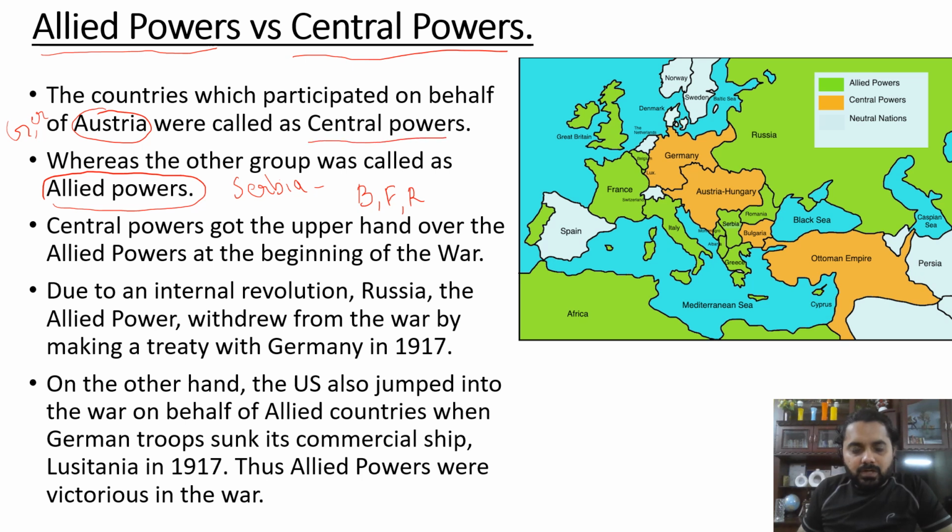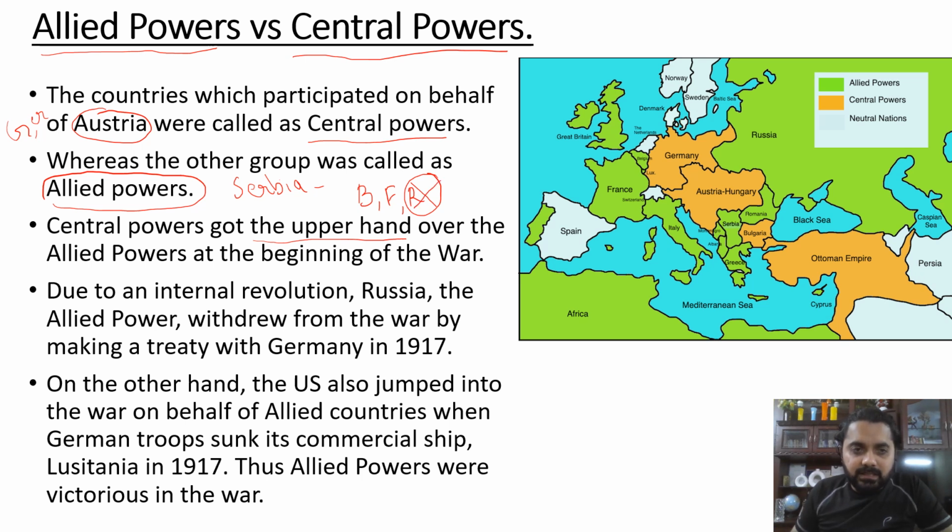So, in the beginning of the war, the central powers got the upper hand. What do you mean by central powers getting the upper hand? It simply means that the central powers had the advantageous position in the beginning of the war. So, in the year 1917, Russia withdrew from the war. Here you just remember that Russia was part of which group? Russia was part of the elite powers. In the year 1917, Russia withdraws from the war. Okay, it comes out of the elite powers.